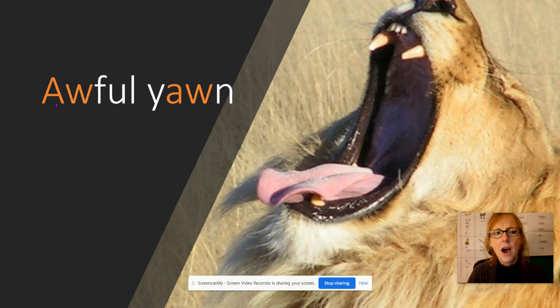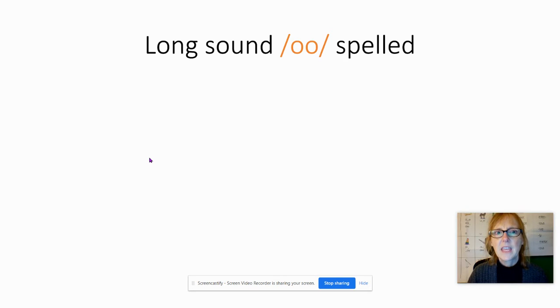Awful yawn. Oh my goodness, it makes me want to yawn. Like the cute kitty. Look at that cute kitty. Not AW or AU. Awful. Aw. So we're going to just go ahead and dive right into these.